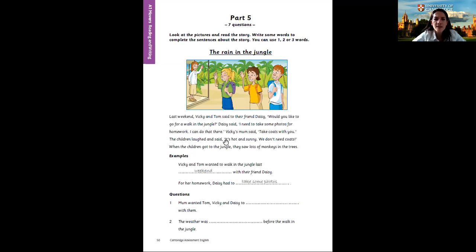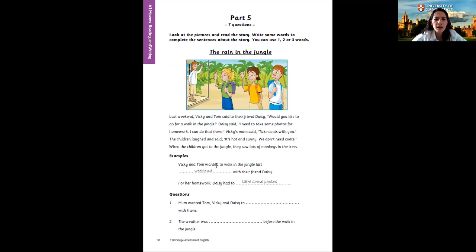The children laughed and said, "It's hot and sunny, we don't need coats." When the children got to the jungle, they saw lots of monkeys in the trees, okay? My suggestion here is that while you are reading, try to imagine, okay? Close your eyes while you try to invent pictures in your mind about the story, and that is going to help you when you answer the questions, okay?